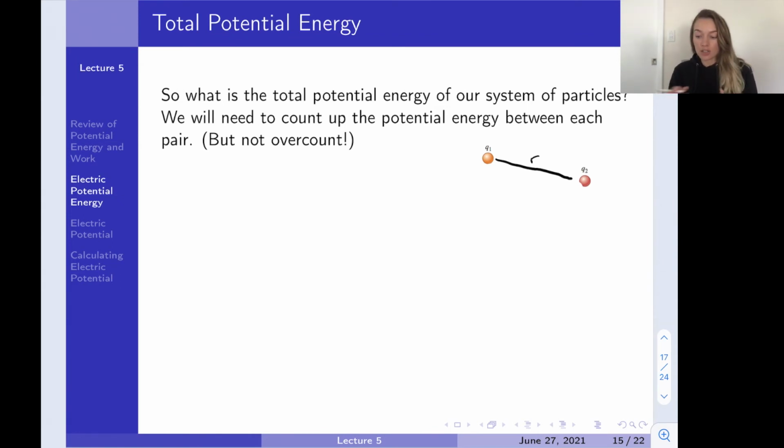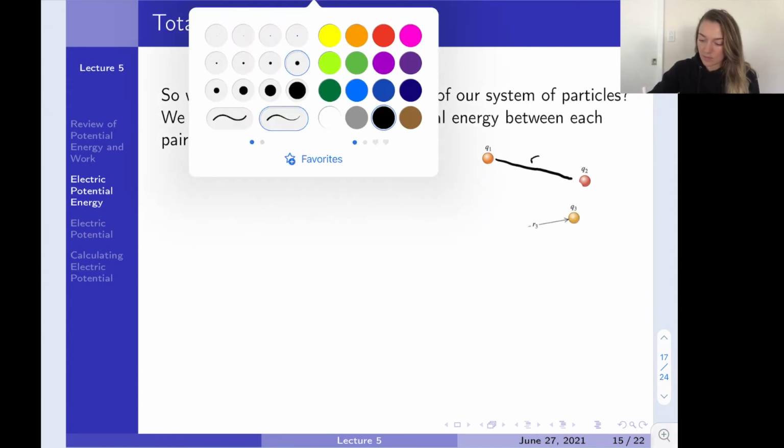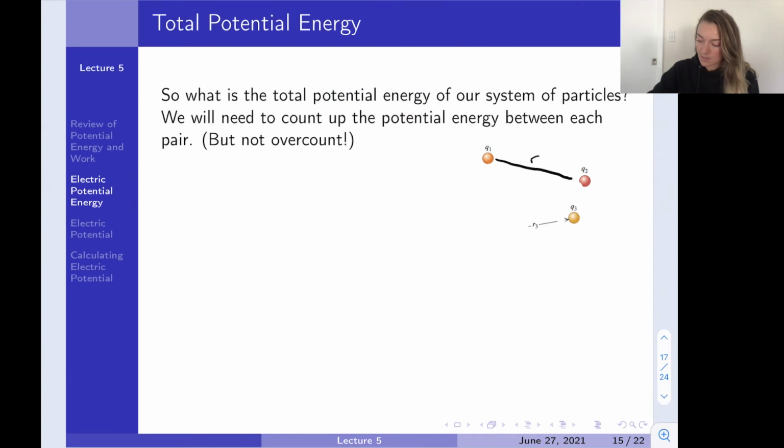Now if I want to bring in charge 3, well, now I would have to do work against both Q2 and Q1. And now if I want to bring in charge Q naught, well, now I'm doing work against Q1, Q2, and Q3. So you have to add up the potential energies associated with every pair of charges.